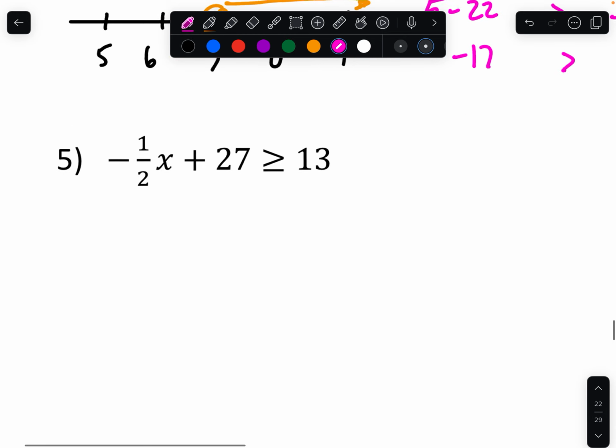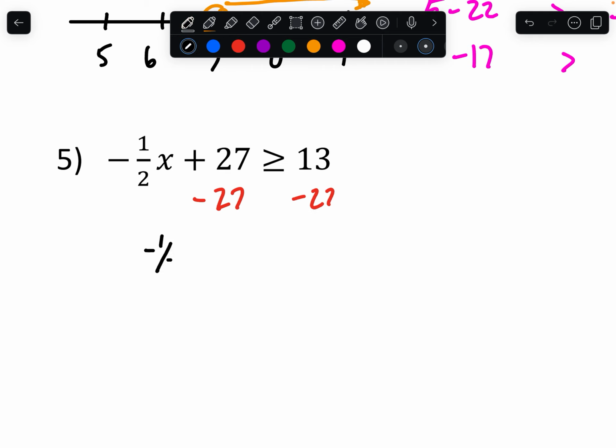Okay, so let's try this one. I want to get x by itself, so I'm going to subtract 27. Negative 1/2 x greater than or equal to negative 14. I just subtracted there, not a problem. But here, when I go to multiply by negative 2/1, that's where my symbol is going to flip, right here.